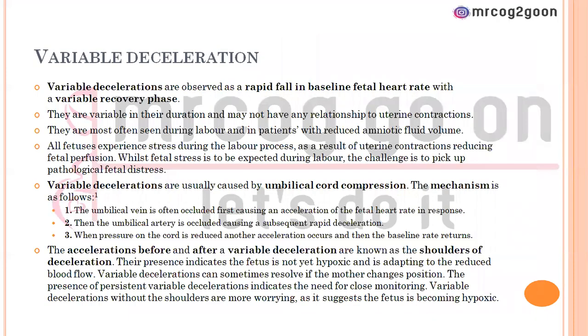Okay. Variable deceleration. This will have no relationship with the contraction. It may come with contraction, may come after contraction, may come without contraction. So it has no association with contraction. This is usually caused by umbilical cord compression. The acceleration before and after variable deceleration are known as shoulders.